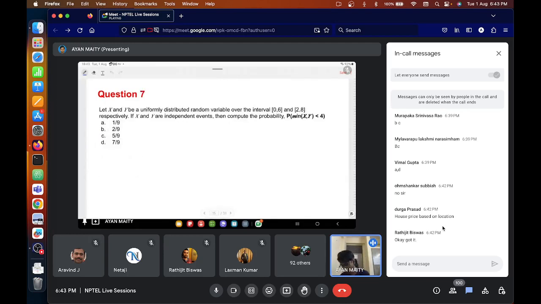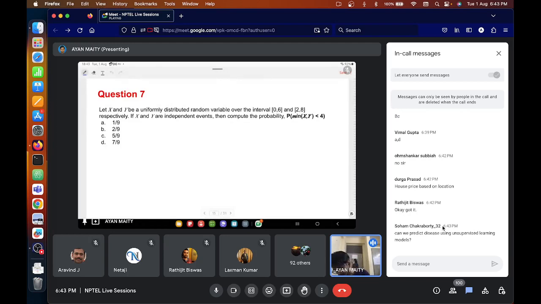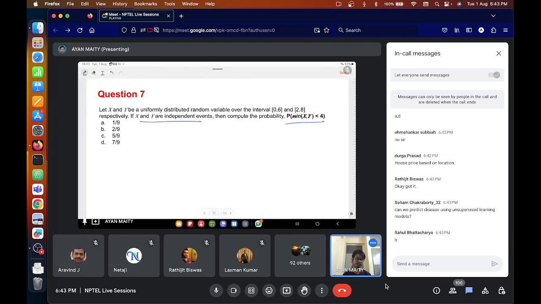So now we can move on to question 7. This is on probability. Let x and y be uniformly distributed random variables over the intervals 0, 6 and 2, 8. So x is a uniformly distributed random variable in the interval 0, 6, and y is another uniformly distributed random variable in the interval 2, 8. And x and y are independent random variables. Then you have to compute the probability that the minimum of x comma y is less than 4.